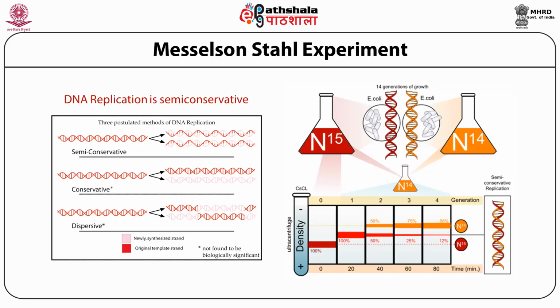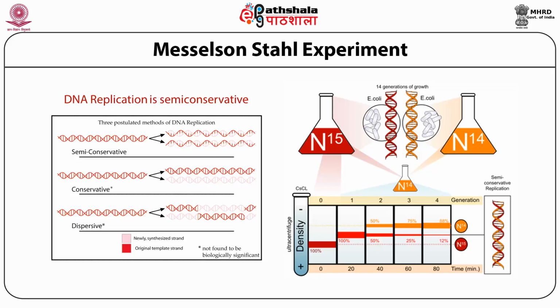What did Meselson and Stahl do? The overview of what they did is shown in the right panel. As we all know, DNA has nitrogenous bases in its backbone. Usually the nitrogen which is incorporated in nature is N14. Experimentally, we can grow E. coli in the lab, and what Meselson and Stahl did is they grew E. coli in a medium containing N15, which is a heavier isotope of nitrogen. Now, N15 and N14 can be separated by ultracentrifugation using the technique of density gradient centrifugation.